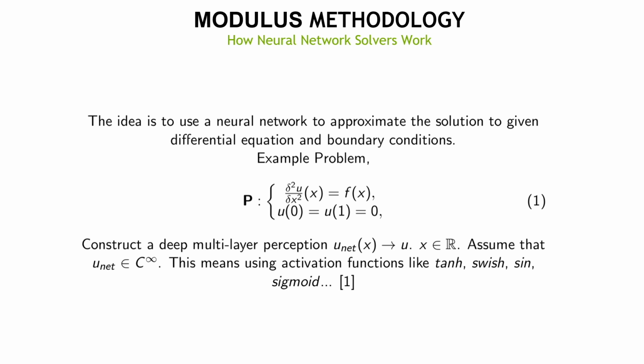Then, as mentioned before, now we want to represent the solution u using a neural network, for example, a deep multilayer perceptron, and the solution using this deep multilayer perceptron is denoted by u_net. And please also note that as we want to compute higher derivatives, we also need to use smooth activation functions and continuous derivatives.